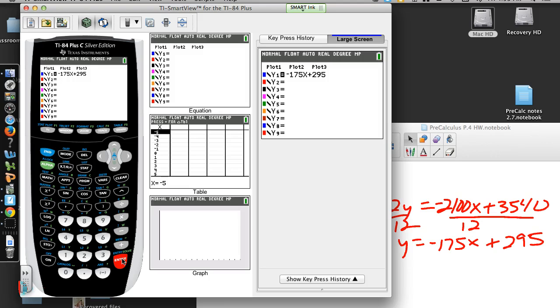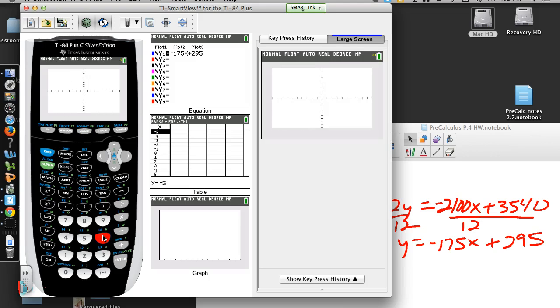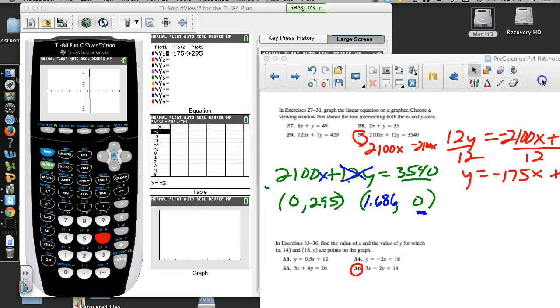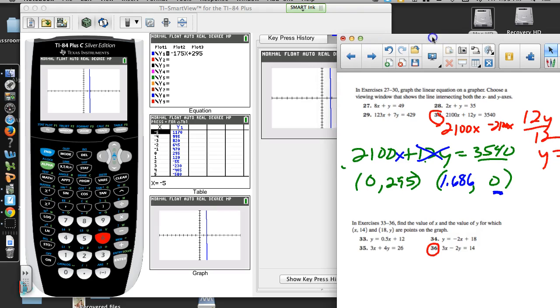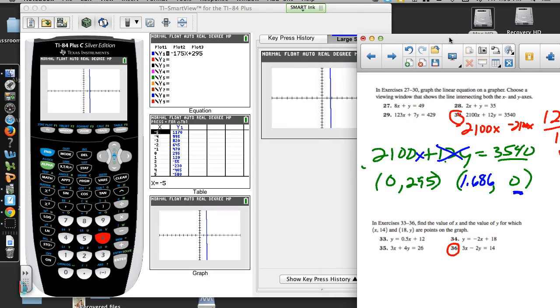And if I hit zoom standard, we know we're not going to see anything that we need to see because the algebra that we went through and did gave us our 0, 295, and 1.686. So let's go in and manipulate that window.